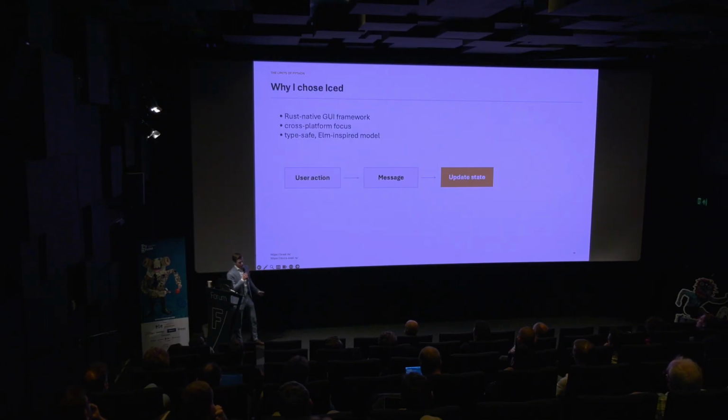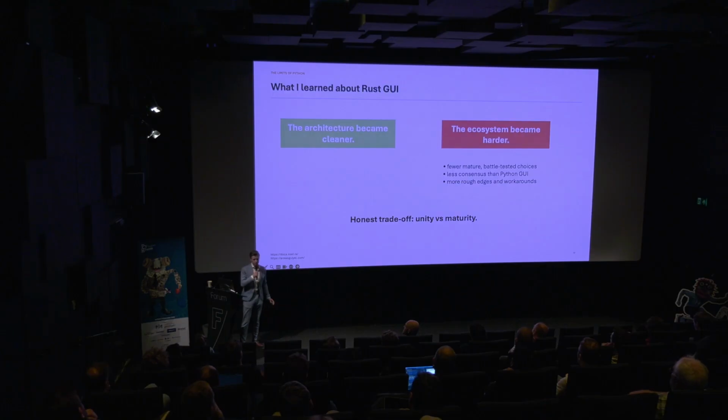So I chose Iced because it's Elm-based, and Elm-based in particular is trigger- or event-based. Otherwise I need to redraw every frame on the screen, and then I'm fixed to 60 frames per second. With the trigger-based approach, you only change what the user sees, and you can keep the application as fast and as native as possible. But this also comes with a downside. The architecture looked cleaner, yes, but the ecosystem became harder because the frameworks are not complete.